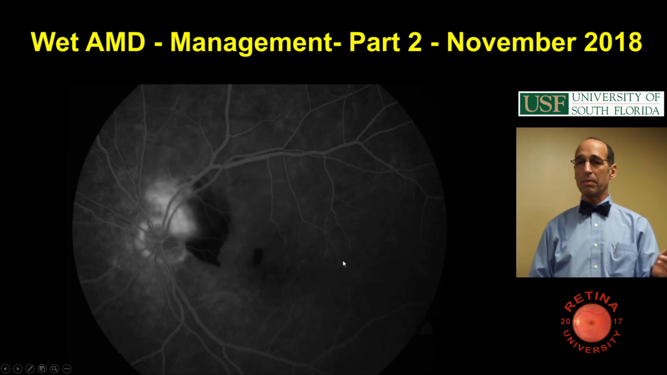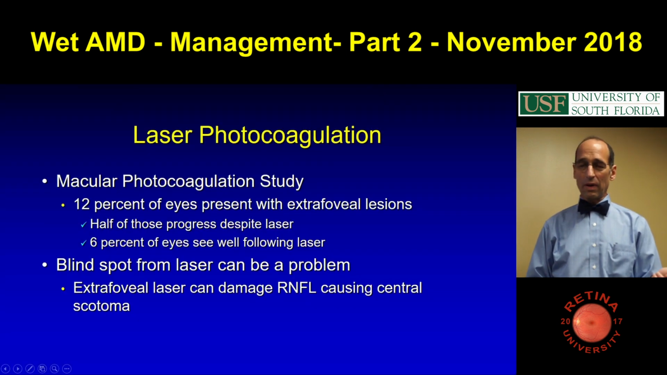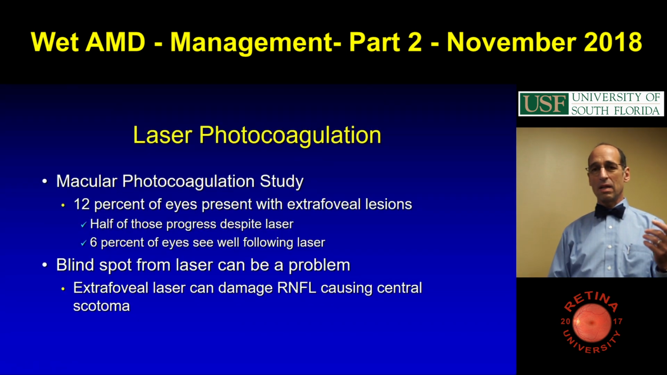Yeah, you're supposed to go a little bit beyond the border. You've got to go about 200 microns beyond the border, 500 for PDT, and you've got to get it to white. And then, the macular photocoagulation study showed an advantage to laser, but it was very few patients.